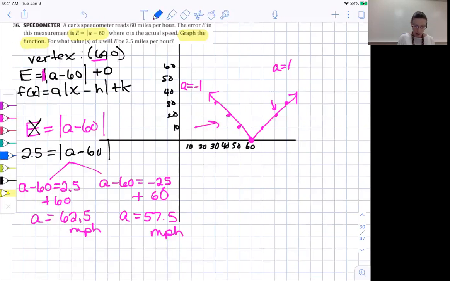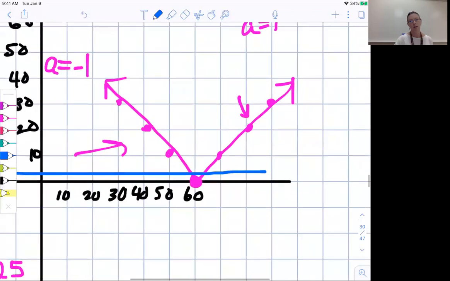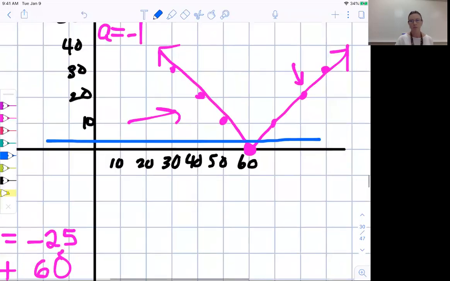On my graph, if I drew a line at 2.5 that goes through the y-axis, I'd be looking at that lower part of the graph. That's really close to the vertex or the V of the graph. Any questions?